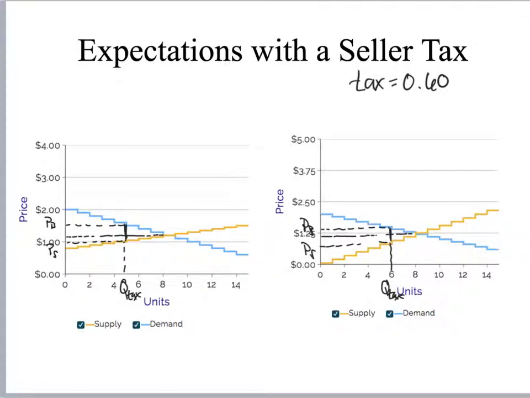Additionally, when we're thinking about how the surplus is split, because in market 1, the supply curve is relatively more elastic than the demand curve, the buyers are going to bear a larger burden of the tax. Whereas in market 2, where supply is relatively less elastic than demand, the sellers are going to bear a slightly higher portion of the tax.